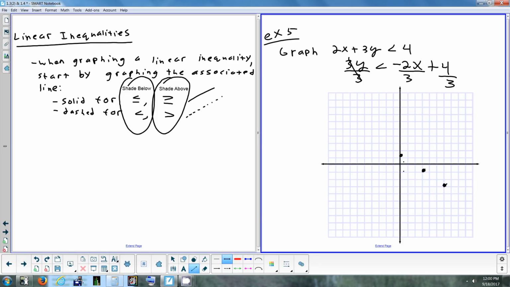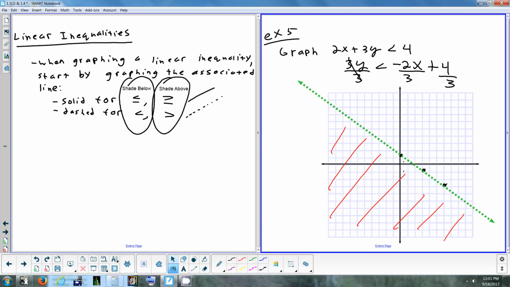Dotted? Yep. So let's put in a dotted line. Probably about like that. And would I shade? It's okay. Shade above or shade below? Yeah, shade below because it's a less than. So we went through a lot of different things there, but I'm hoping most of that was review, y equals mx plus b, and shading and stuff like that.